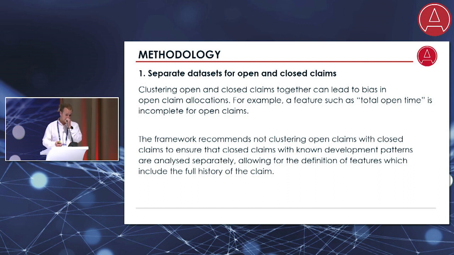What typically happens here in the field of machine learning is, whenever a feature can't be calculated, an average is assumed. So that is a common way of doing this in machine learning. However, assuming an average in this scenario is basically doing your reserving for you, and it's actually the open claims that mainly drive the reserve estimate. So these have to be allocated in the most optimal way. So naturally, the framework recommends clustering them separately.